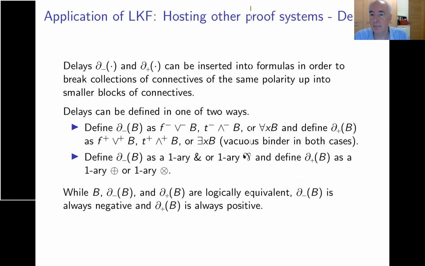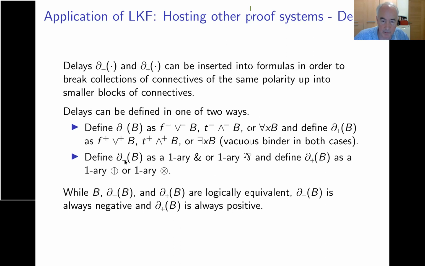Okay. Another final application: we can also host and describe other proof systems. In order to do that, I have to introduce what are called delays. Delays are kind of a trivial thing. I want to possibly take a large block of connectives, say that are all positive, and break it up for certain reasons. I want to put a negative in the middle, if you will. And so it's very easy to do that. You can define the delay minus of B to be, just take the B formula and say negative false or negative B. So this is clearly a negative formula no matter what B is. If it's negative or positive, this is going to be negative, and it's going to be logically equivalent to B. And you could have done it with a conjunction and its unit, or a vacuous universal, and you can do the positive delay in the dual sense.